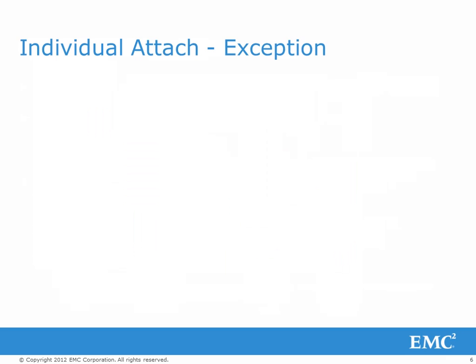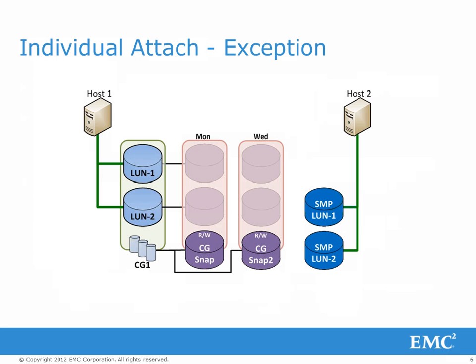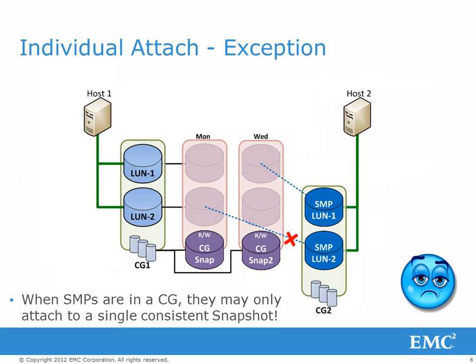Of course, life would be too simple without some exceptions. Individual attach also has an exception. And it actually makes sense if you think about it. If my snapshot mount points on host 2 are put in the consistency group themselves, because we'd like to preserve what development is doing, for instance, then that consistency group cannot be attached to two different snapshots. However, they can still be happily attached to a single snapshot. And this makes perfect sense. If we have the SMPs in the consistency group, they should really be attaching to a snapshot that's consistent as well.